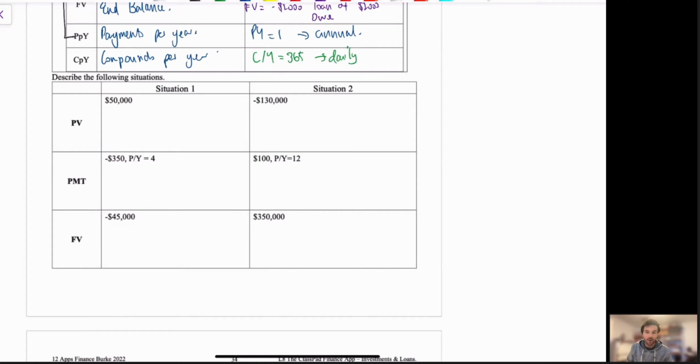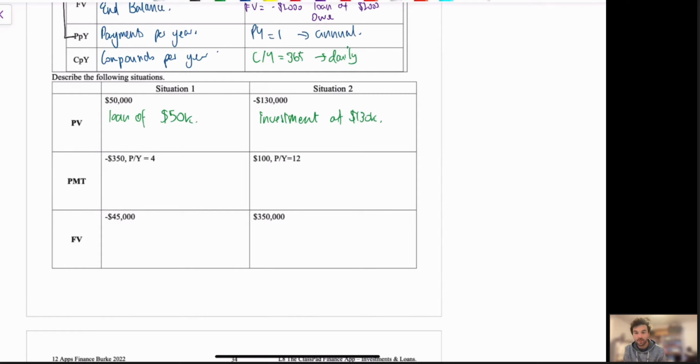So PV, positive $50,000. What's the situation? Well, this would mean you have got a loan of $50K, right? $50,000 are going into your pocket, so it's positive. Next one, negative 130. This is you've invested $130K into an account.